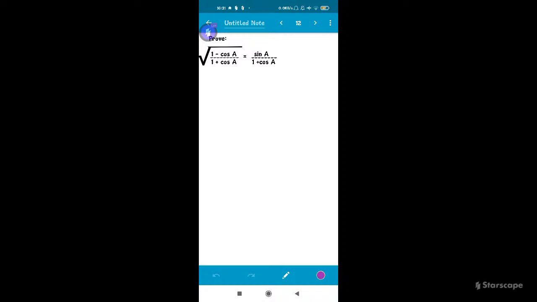So let's begin. First let us write the LHS. Square root of 1 minus cos A by 1 plus cos A. In order to keep 1 plus cos A intact in the denominator on the RHS, if we multiply both the numerator and denominator by 1 plus cos A, what will happen? In the denominator, we will get 1 plus cos A into 1 plus cos A, that is 1 plus cos A whole square. And even after removal of the square root, we will be left with 1 plus cos A. Therefore, our denominator will be satisfied.